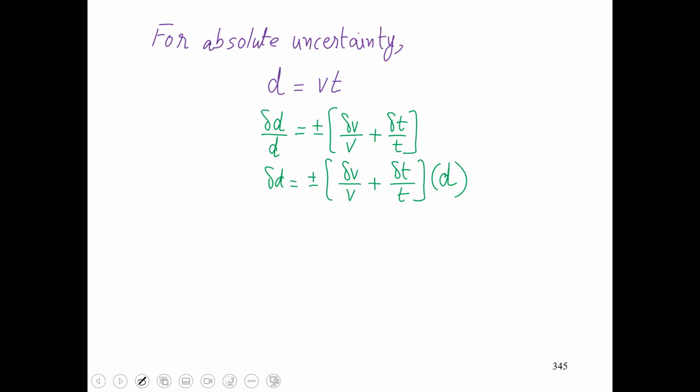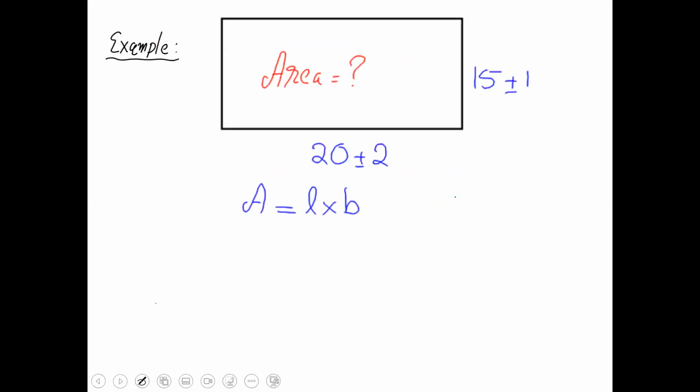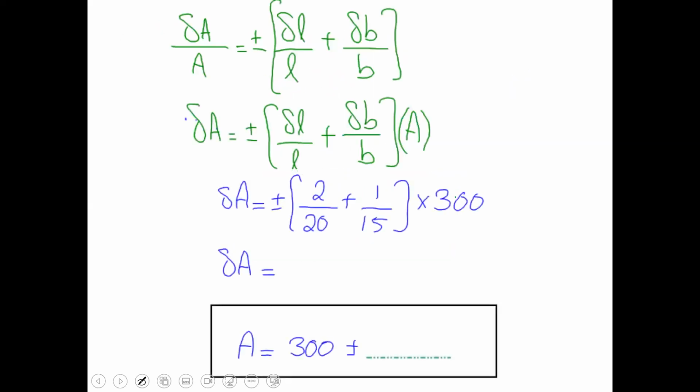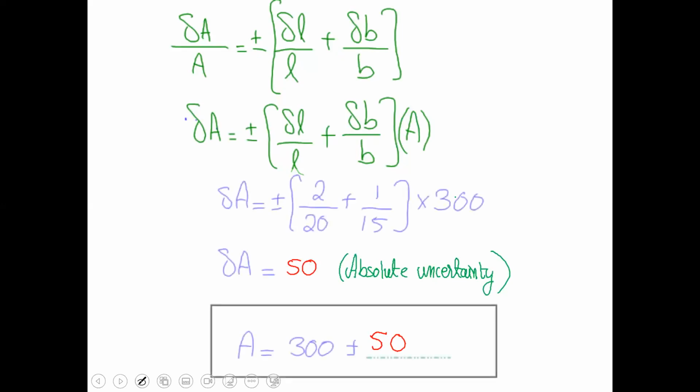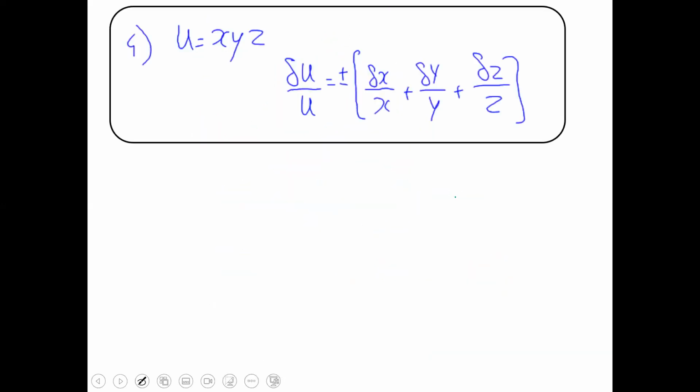This is our step for absolute uncertainty. And now you have seen this calculation. Now, see formula number 4. If there are 3 letters in multiplication, the formula approach will remain the same. You have to add up the fractions. You have to copy formula number 4 now.